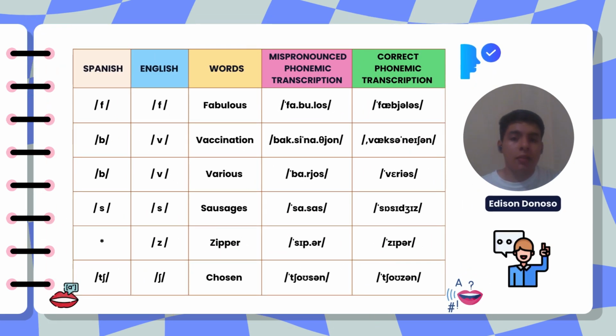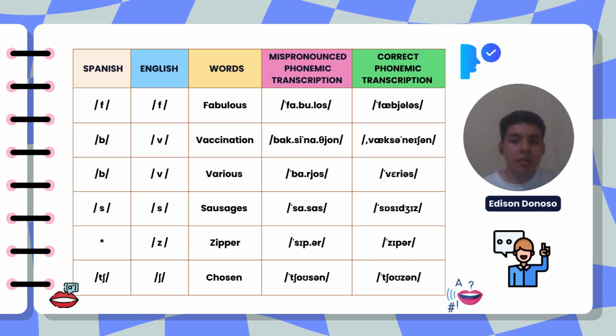I will present a set of words with fricative, affricate and vowel sounds, first with their wrong pronunciations and then with their correct pronunciations. The first word is fabulous. The second word is vaccination. The third word is various.